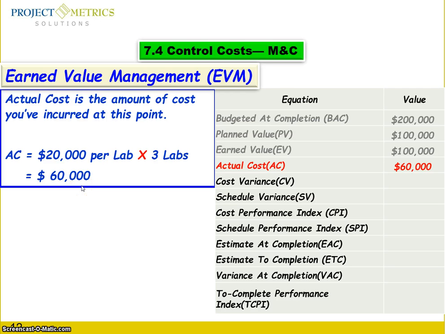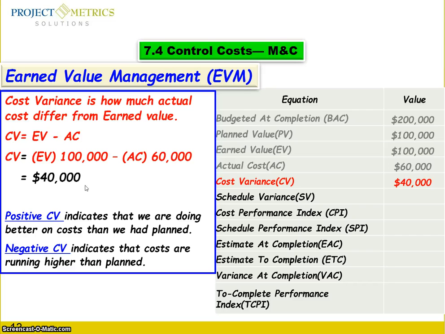Let's see about the cost variance. It's telling me how much actual cost differs from earned value. So it's earned value minus actual cost. You came up with 40,000. They might put questions like what a positive value means, what a negative value means. Positive values indicate that we are doing better on cost than we had planned.